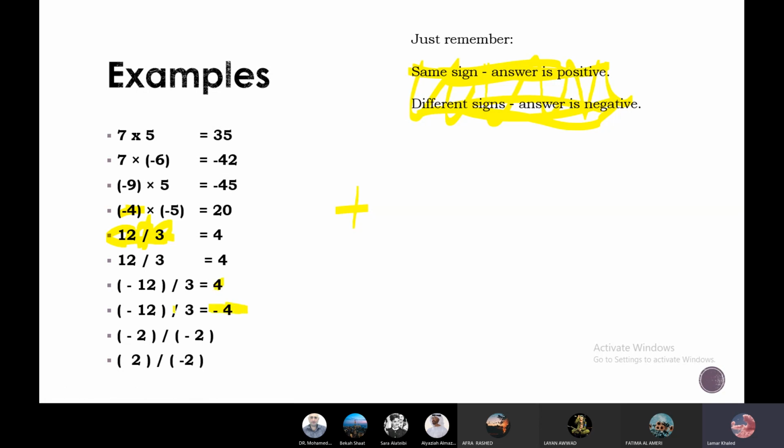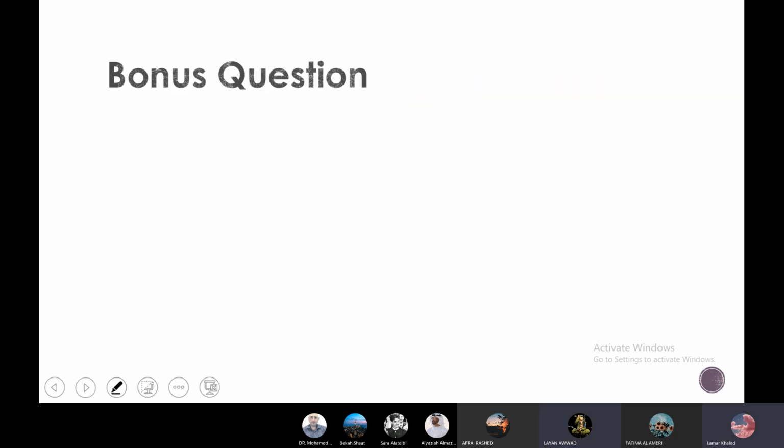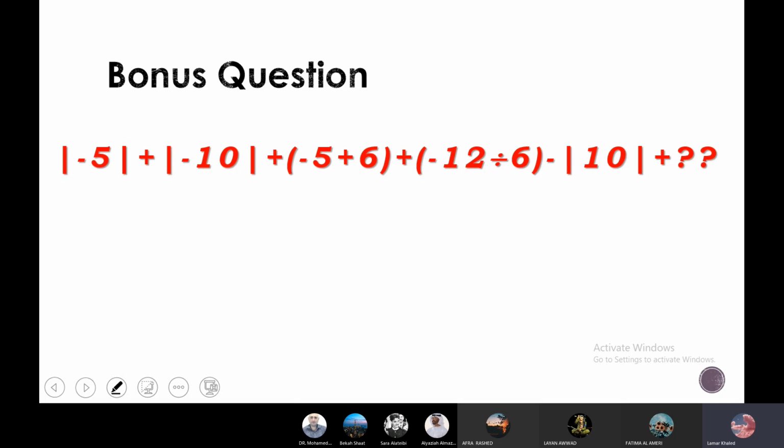So the answer is negative 4 because we have different signs. How about negative 2 divided by negative 2? We have the same signs, and 2 divided by 2 is 1. So the answer will be positive or negative? Positive. Here we have the same question, but one positive and one negative. We have different signs here, so minus 1. Okay.